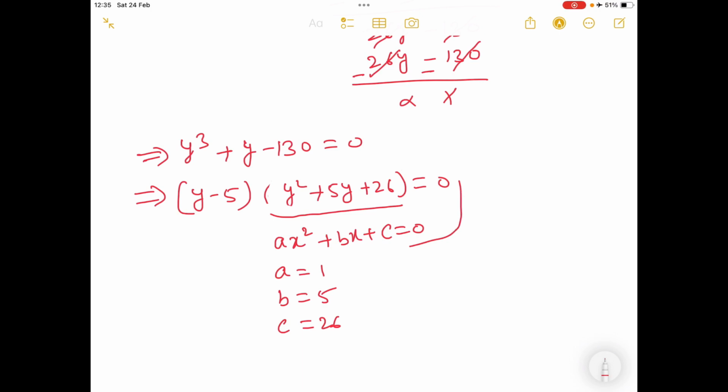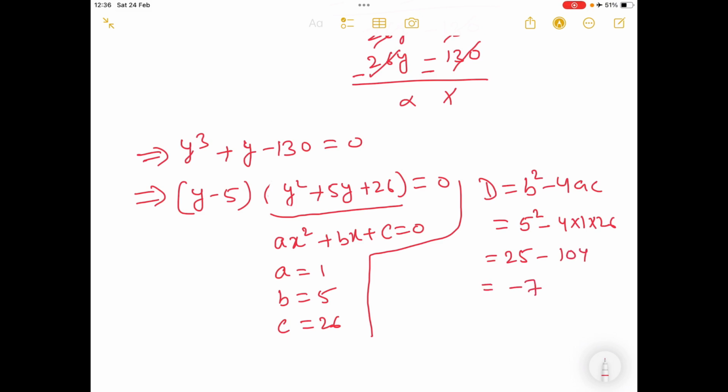Let us find the value of the discriminant. The formula of the discriminant is d is equal to b square minus 4ac. After putting the values of b, a and c, we will have 5 square minus 4 into 1 into 26, and that is equal to 25 minus 104, and this is equal to minus 79. It means the value of d is less than 0. It tells that it has no real roots.